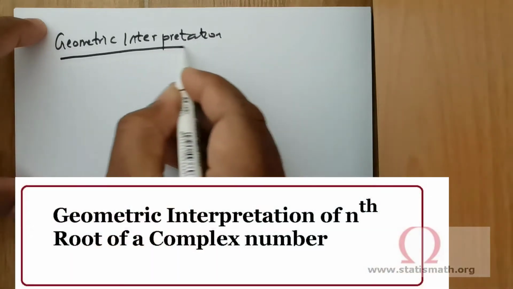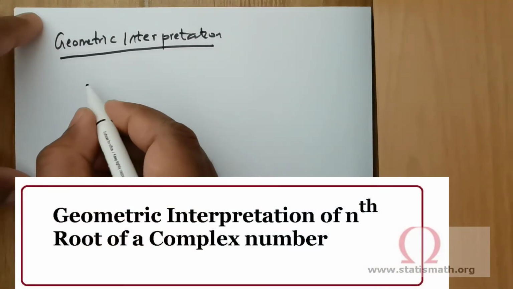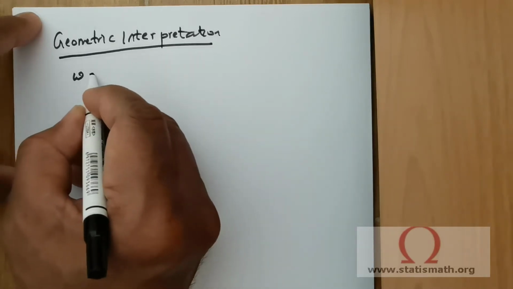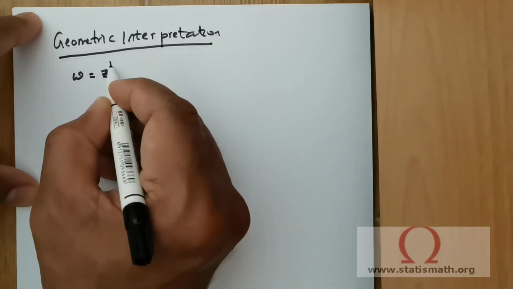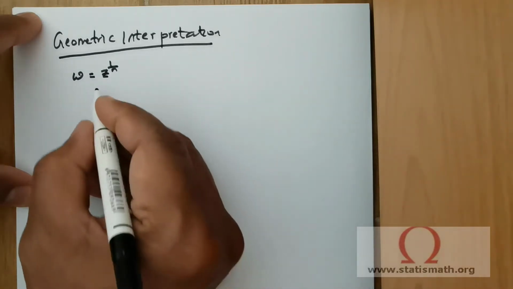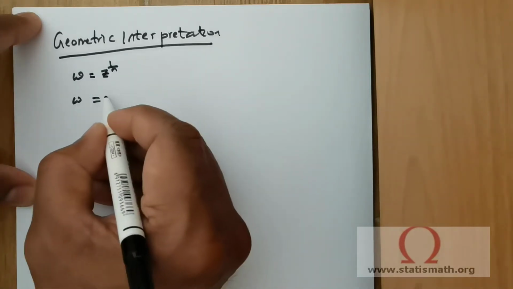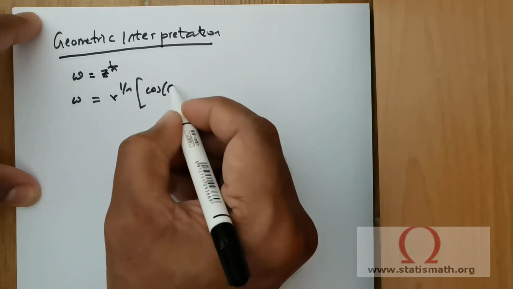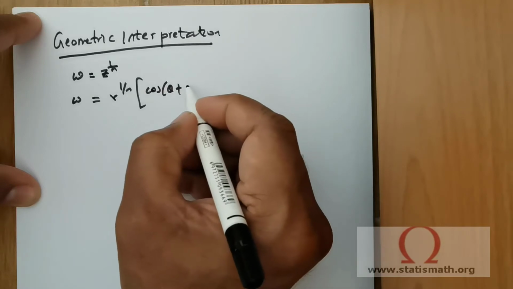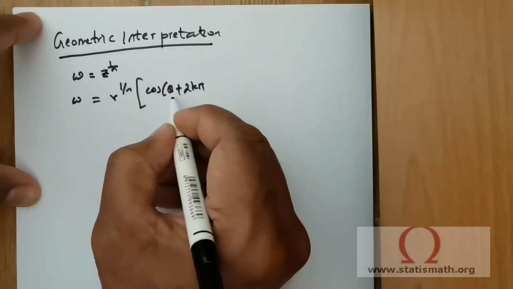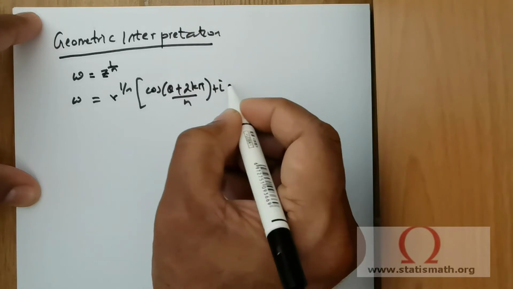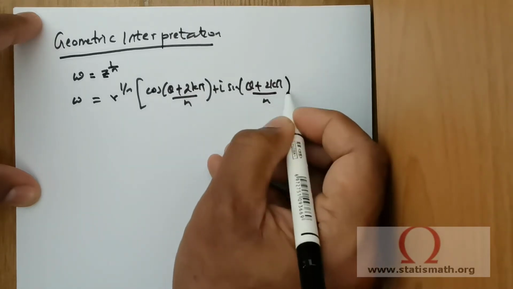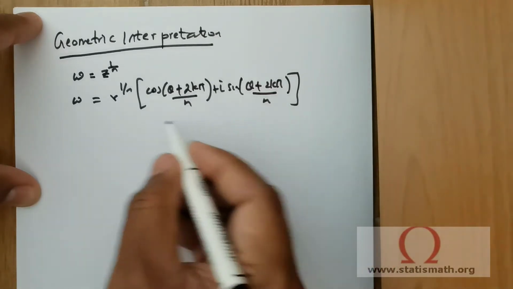Class, we will learn how to geometrically interpret the nth root of a complex number. As I mentioned to you, omega is the nth root of the complex number z, and we have found that omega is equal to r raised to the power 1 over n of cos of (theta + 2k pi)/n + i times sin of (theta + 2k pi)/n. Okay, this is the representation we have got.